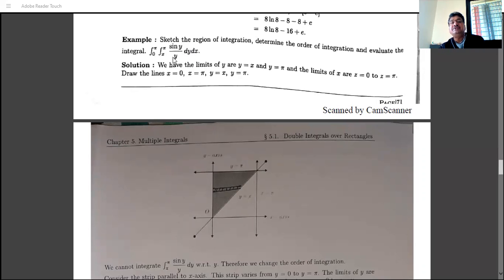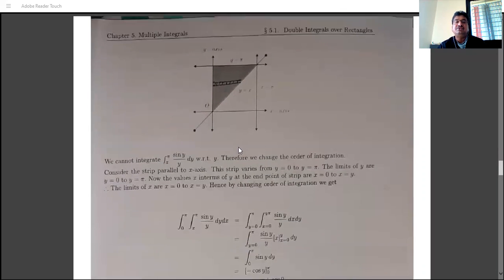In order to change the order, draw the figure: x to pi is the limit on y. So y is equal to x is this line, y is equal to pi is this line, at a distance pi from the origin and parallel to the x-axis. And these are the limits on x: x is equal to 0 means the y-axis, x is equal to pi means this line. And so the area bounded by this region is this, okay?